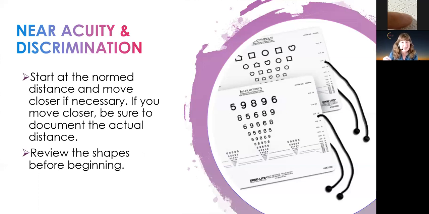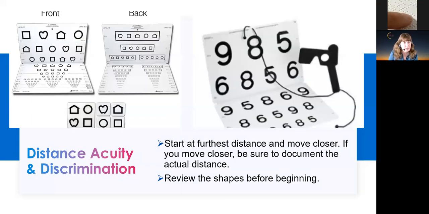There are two tools that I used and were really good and phenomenal. They are the LEA symbols and number charts from Good Lights. They are available both in numbers and shapes, so they work for all populations, even if they're not reading yet. And distance acuity and discrimination is very similar. You want to start at the furthest normed distance on the tool that you are using and move closer if necessary. Be sure to document the actual distance that they were able to read each line at. And once again, review those shapes so you know what they are calling them before you start.